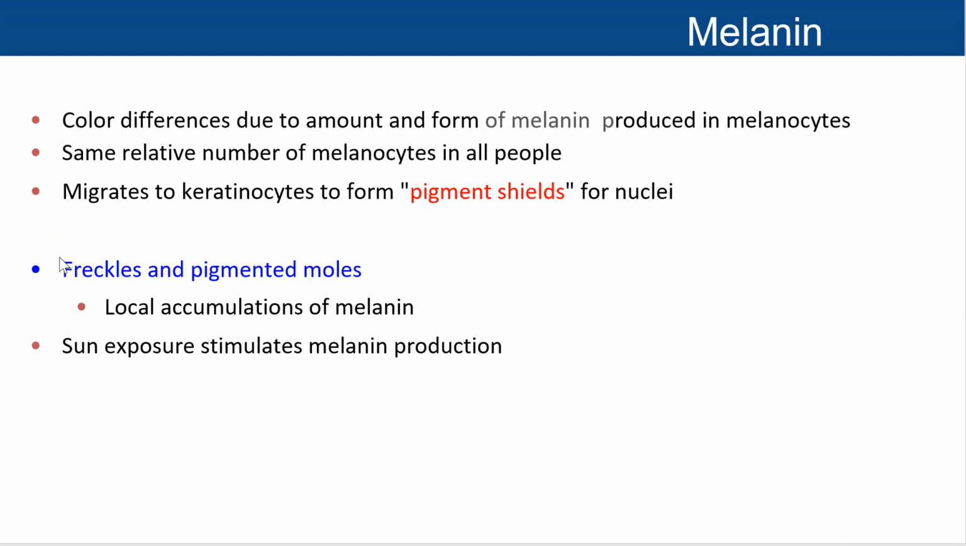So color differences are due to the amount and form of melanin produced in melanocytes. Dark skinned people have more melanin in their skin than light skinned people. And also, as I mentioned before, the form of their melanin is different as well. So the amount and form of melanin. But pay attention, the number of melanocytes in all people is similar to each other. So there is the same relative number of melanocytes in all people.